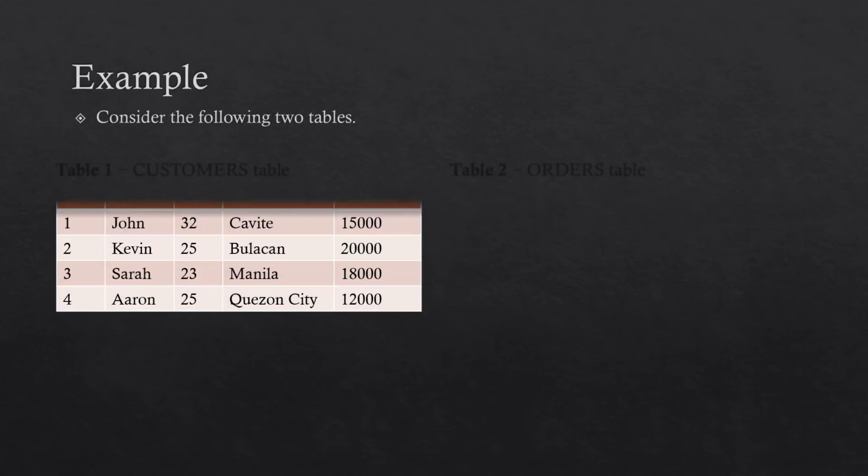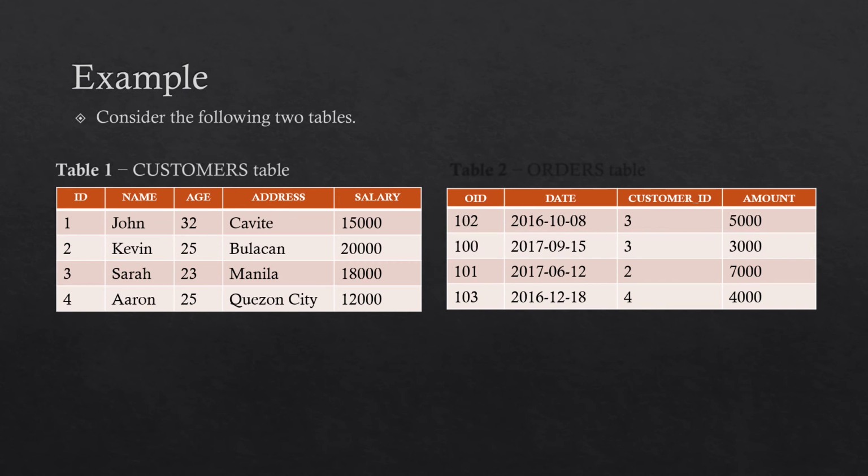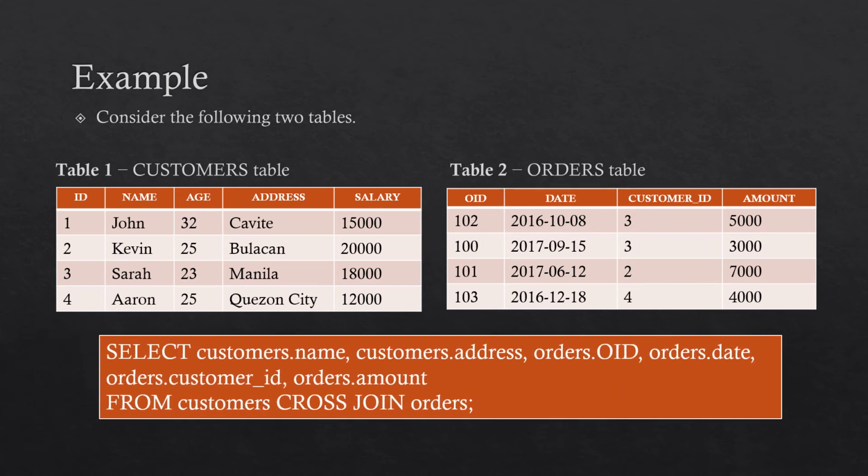Let us consider as an example the following two tables. Table 1 is the customers table with ID, name, age, address, and salary as the columns, and it has 4 rows. Table 2 is the orders table with order ID or OID, date, customer ID, and the amount as the columns, and also it has 4 rows.